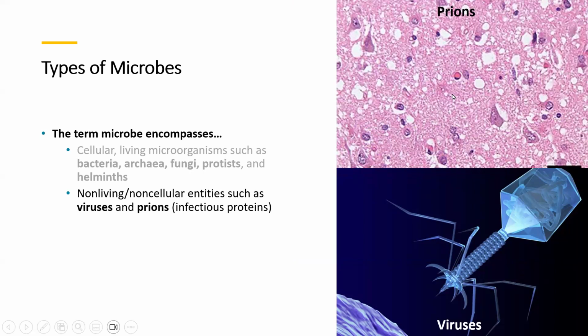Prions are a type of infectious protein which cause misfolding of proteins, and here we see these big holes in this tissue. These big white spots are where prions have caused misfolding, and you get this lack of tissue. Then you have, of course, viruses, which are fairly well known.